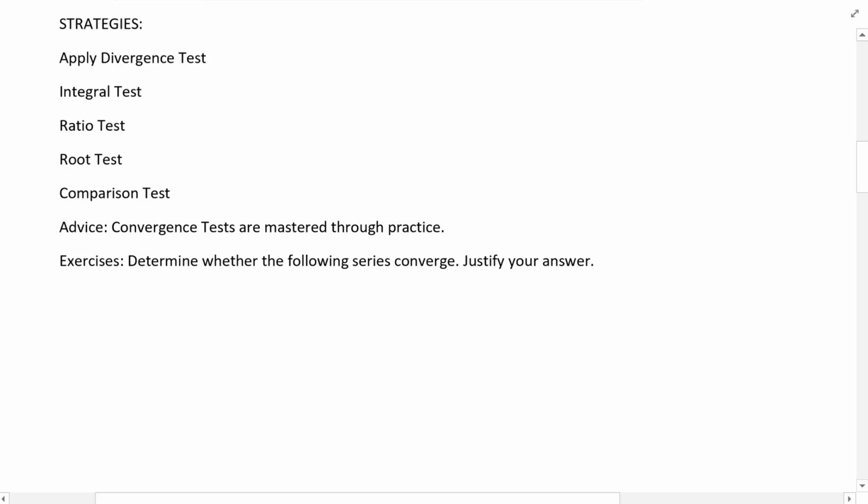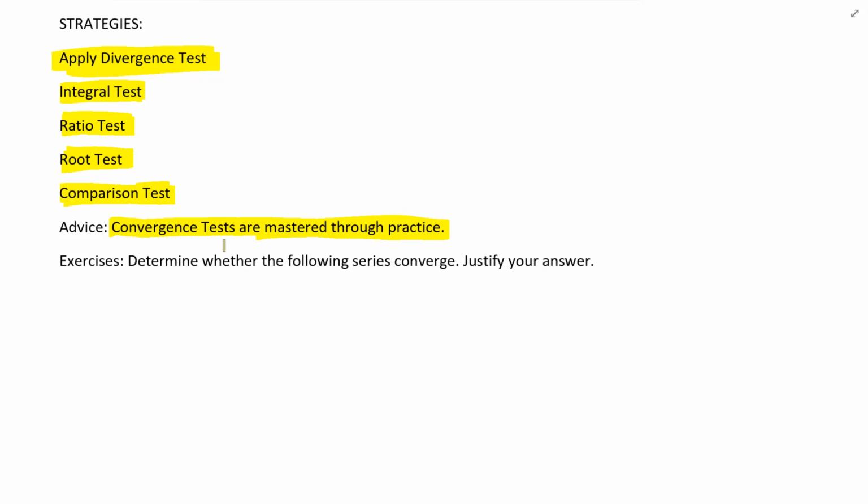So the strategy: you should always start by applying the divergence test, because that's the easiest, the fastest one to decide if your series diverges. Then you should look at the integral test, or maybe the ratio test, root test, or comparison test, depending on the type of series you have. But a very important piece of advice: convergence tests are mastered through practice. So you have to solve many problems using each of these tests.